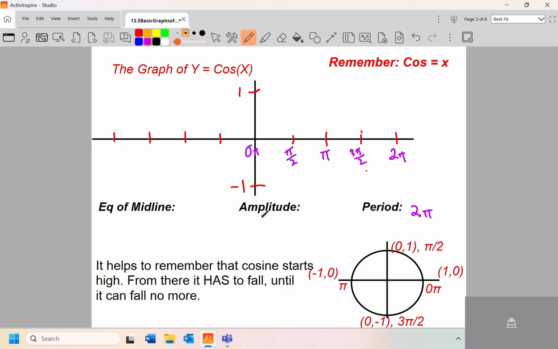Period's going to be 2 pi. Amplitude's going to be 1. Equation of the midline is still going to be y equals 0, because this is a mom function. But anyways, you'll see it in just a minute.